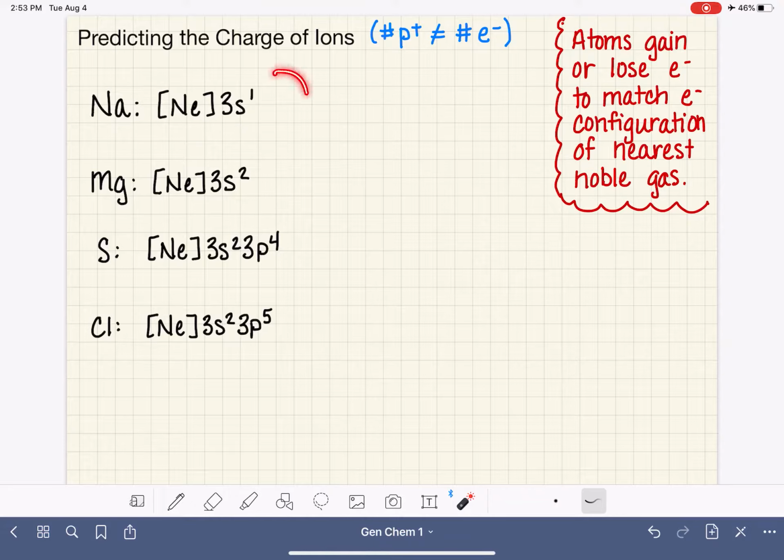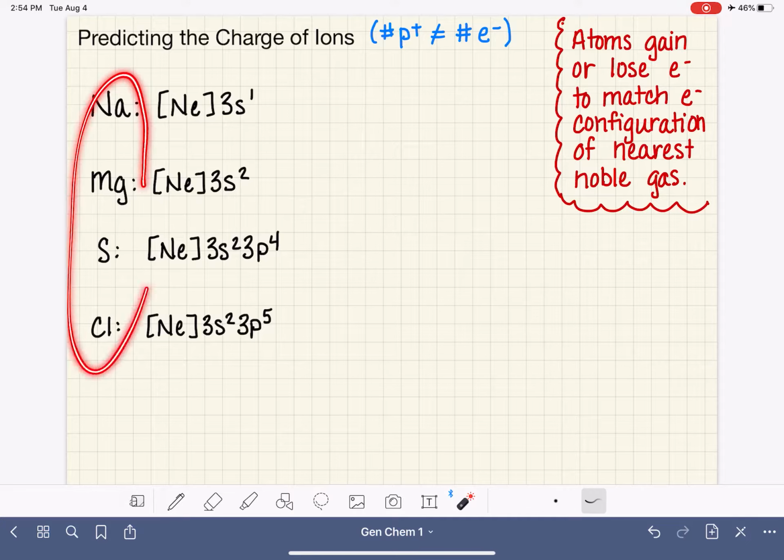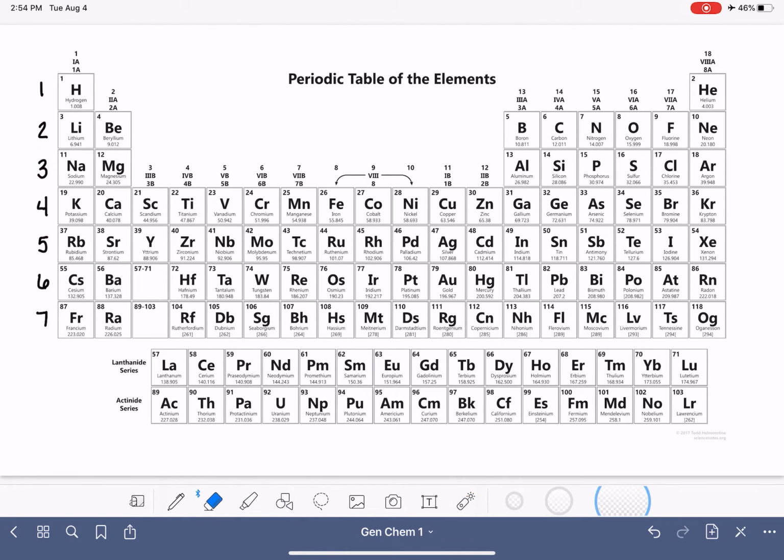And so I've got 4 atoms here with the electron configurations already all written out using noble gas abbreviation. Let's just really quickly look at the periodic table and find these 4 atoms so you have a mental picture of where we're working. We are looking at sodium, magnesium, sulfur, and chlorine. These are just the ones that I picked to work with.